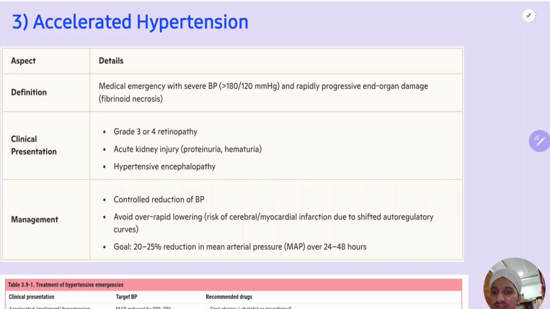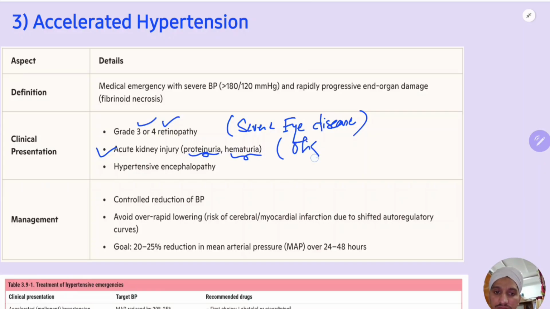So what is the clinical presentation? If you do fundoscopy, you will have grade 3 or grade 4 retinopathy, nothing but severe eye disease according to the Oxford classification. Or you can have acute kidney injury. In urine routine you will have proteinuria or hematuria, and you may have oliguria also. The patient may complain of decreased urine output. So this is one: fundoscopy and urine routine.